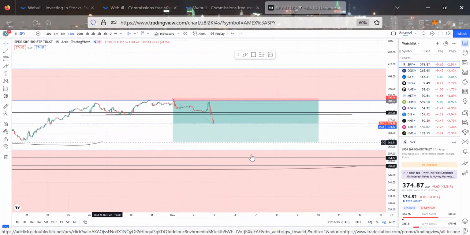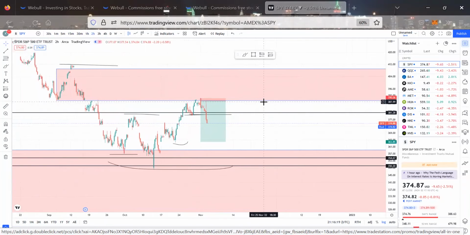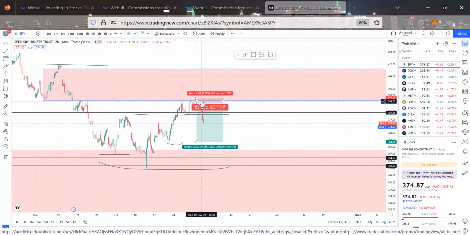So what am I doing? I'm targeting this level right here, that low. I'm targeting this low right here. And look what happened. Grab all the orders, and look at that wick. The moment you grab those orders, that's not a coincidence. It literally fell.